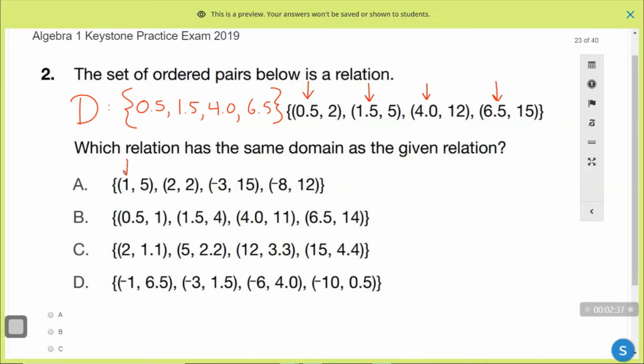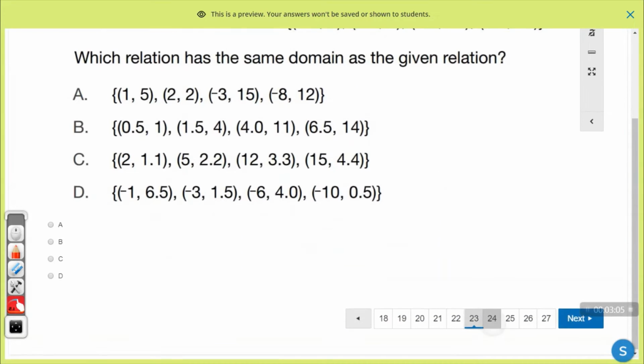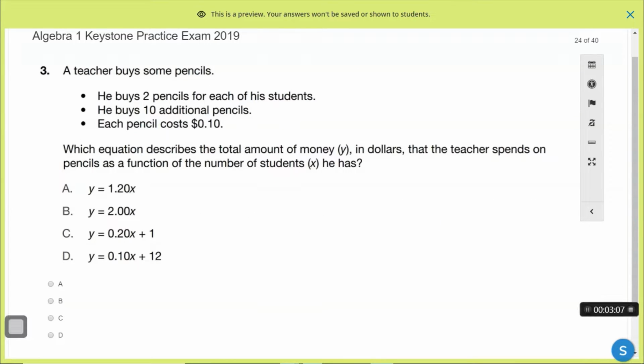Let's take a look at A. Right away, I see the number 1. Well, 1 is not one of the numbers I'm looking for, so I know it's not A. In B, I see I've got 0.5. That's good. 1.5, 4.0, and 6.5. So that is our correct answer. Let's verify that the others do not work. This one has an x value of 2, and this one has an x value of -1. So right away I can see that those are not options either. That gives us B, the only one that matches in our domain. Again, domain is our x values. Let's take a look at the next question, question number 3.